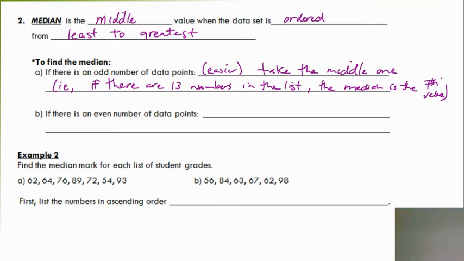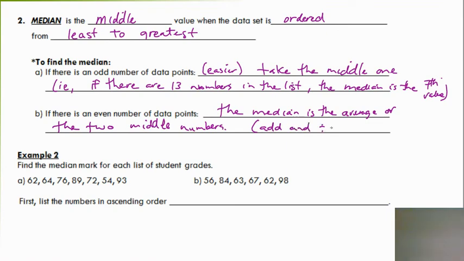All right, next. What if there is an even number? Well, you're going to have to average it. So then the median is the average of the two middle numbers. So add and then divide by 2.